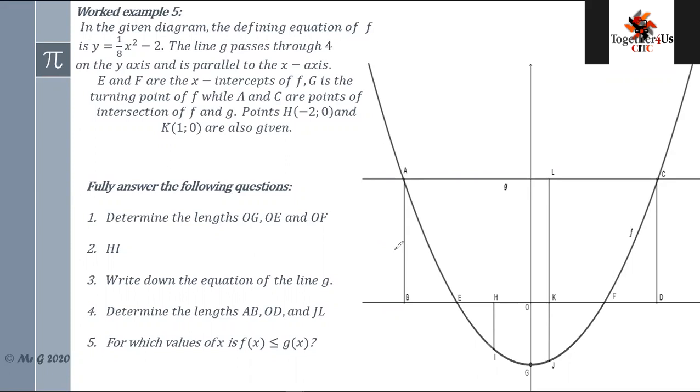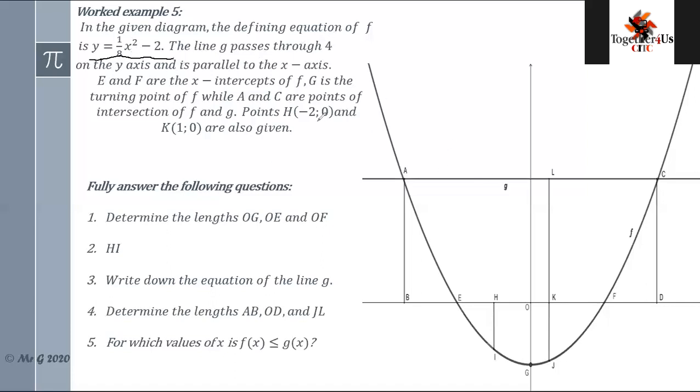We need to be able to interpret this. Bridges are built around functions. Financial problems are solved around functions. So we need to know the interpretation of some of these functions in a real life case. Let's see what's going on here. In this diagram, the defining equation of f is given there. It is y equals 1/8 x squared minus 2.